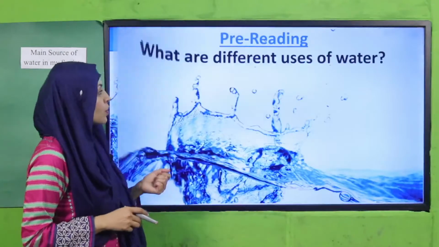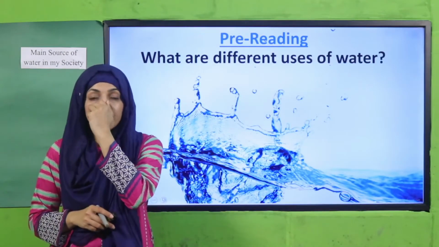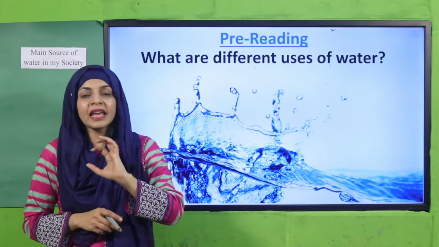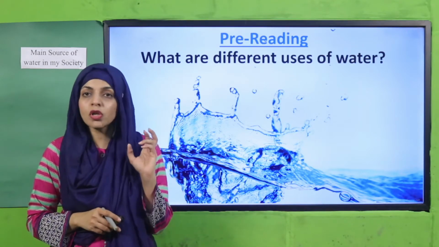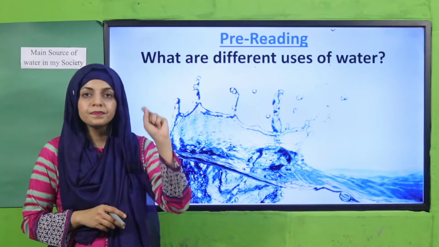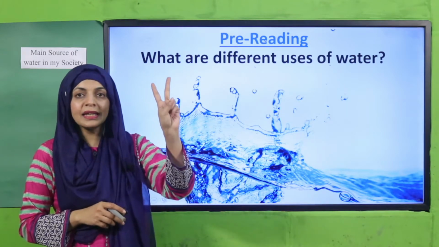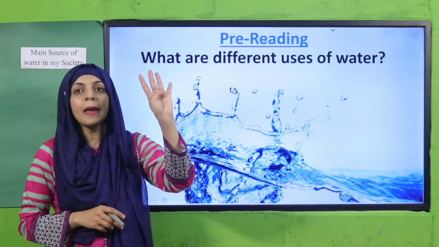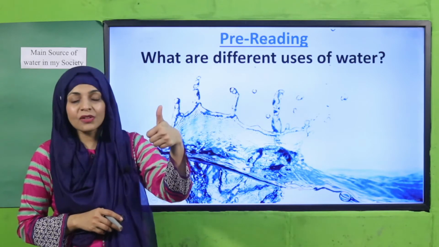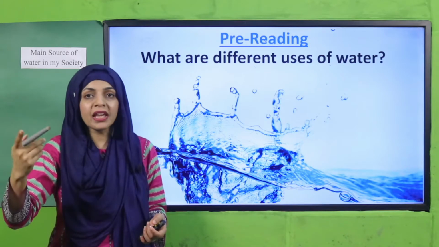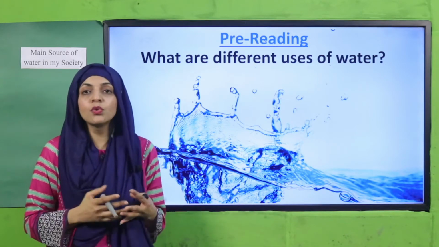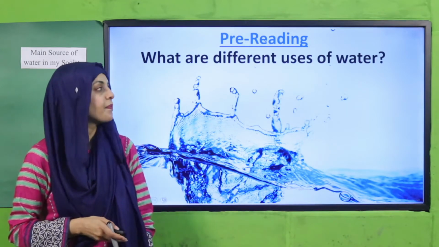So my dear students, from here we will move forward towards the pre-reading question. Quickly think and answer, what are different uses of water? Drinking, cleaning, washing, bathing, generates electricity with the help of it. Plants need it. We need it for drinking. So a lot of uses of water on daily basis.